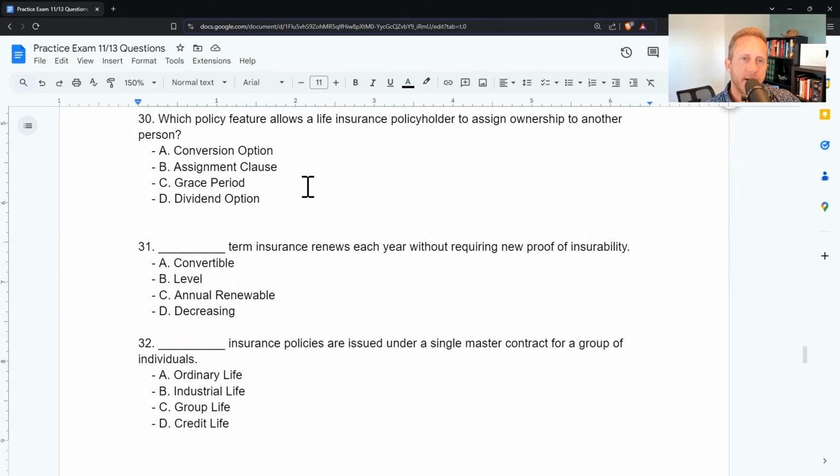Okay. Which policy feature allows a life insurance policyholder to assign ownership to another person? So assign ownership. When you're assigning ownership to someone or something else, that's the assignment clause, okay? So that feature allows someone to transfer ownership of the policy to someone else, a person or a company.